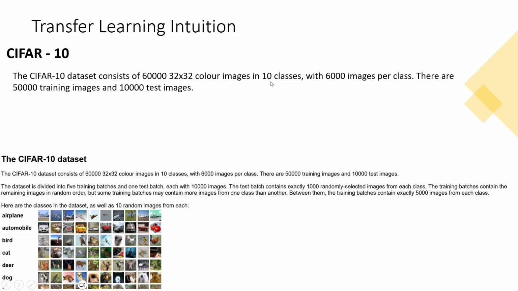We have 10 classes with 6,000 images per class, and there are 50,000 training images and 10,000 test images. We will be using just a very small subset that I provided in the video link. We will be using dog images and horse images. We will use the visual features of ResNet, and then we will create another network on top of ResNet's visual features to classify between dogs and horses.